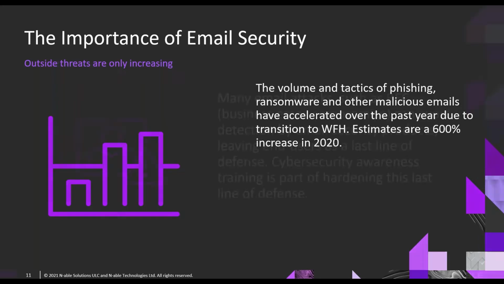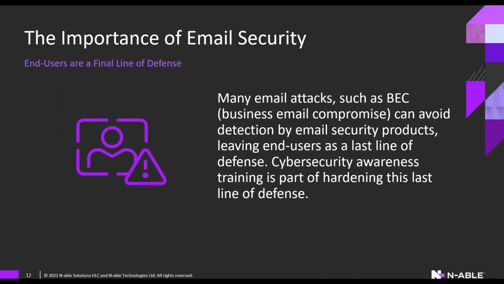That part was about protecting as the first line of defense. But then there is the last line of defense, which is your end users. Many email attacks, such as business email compromise attacks, can avoid detection by email security products, and you have to rely on the end users being educated enough to figure out that something's wrong. Sometimes you cannot rely on them being educated enough. That's what cybersecurity awareness training is part of. You're hardening that last line of defense. But there are also other things you can do that are not a technology solution, they're a process solution, and we'll get into those a little later as well.